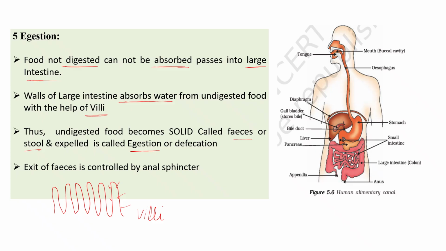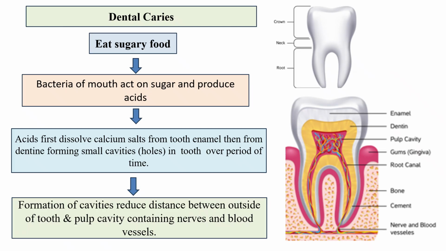And exit of feces is controlled by the anal sphincter. Sphincters, we have already discussed, are circular muscles which regulate the opening. So this is all about egestion and the process of nutrition in animals. So we discussed the 5 steps: ingestion, digestion, absorption, assimilation, and egestion. So with this, the process of nutrition in animals is completed.